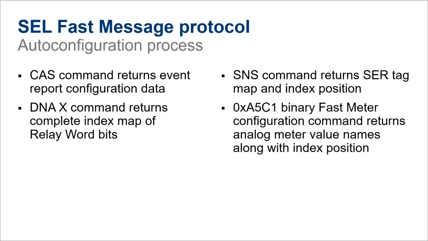Those 3 commands are sent over ASCII, but there's also a binary message, the A5C1 fast meter configuration command, that will get the analog meter value names and their index position. If you're ever using a wire capture, you can actually find this A5C1 in the hex data. And you'll also want to look for A5D1, as this will be the fast meter read command, and will tell you where your data is coming back from.